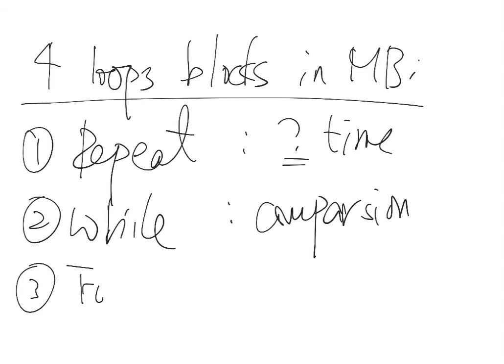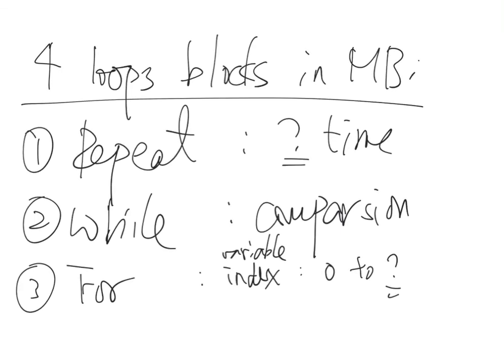The third is the for loop. So for, we have an index. We have a variable index to store the number of times it is running, but it will run from 0 to a question mark times, and the question mark is entered by yourself. Okay, so that's the end of this chapter.